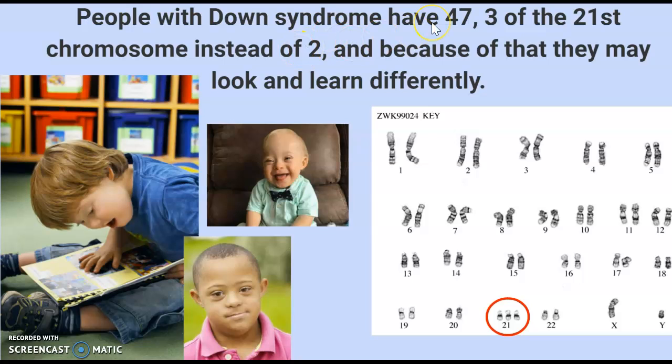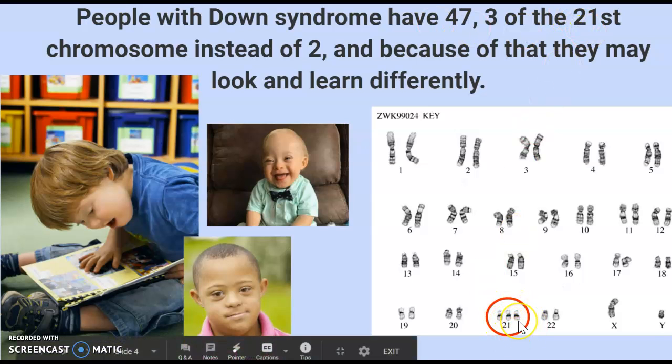Now, people with Down syndrome have 47 instead of 46. They have 3 of the 21st chromosome instead of 2. And because of that, they may look and learn differently.